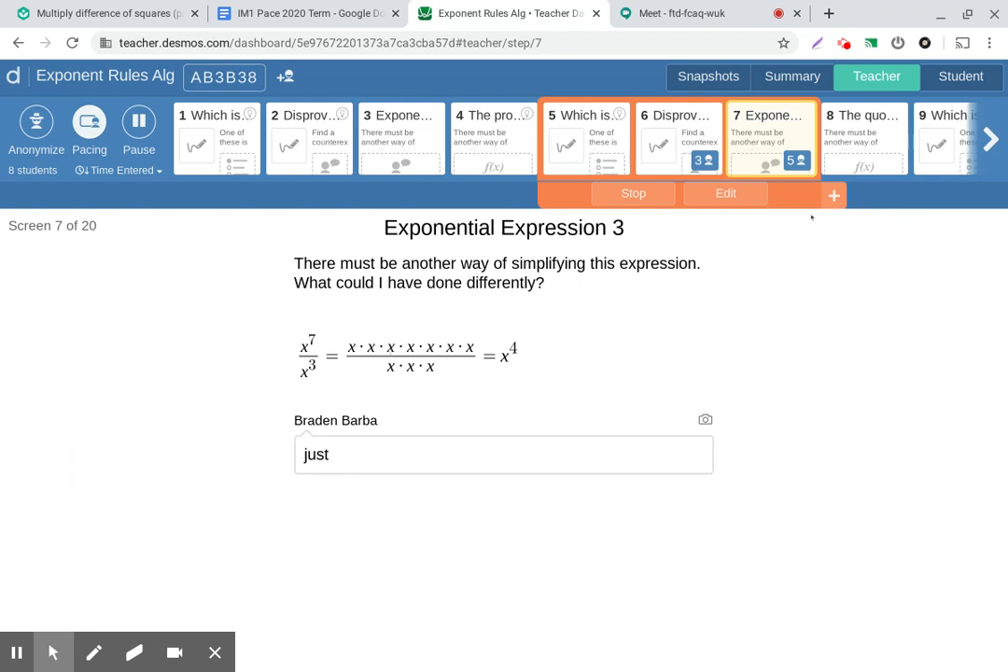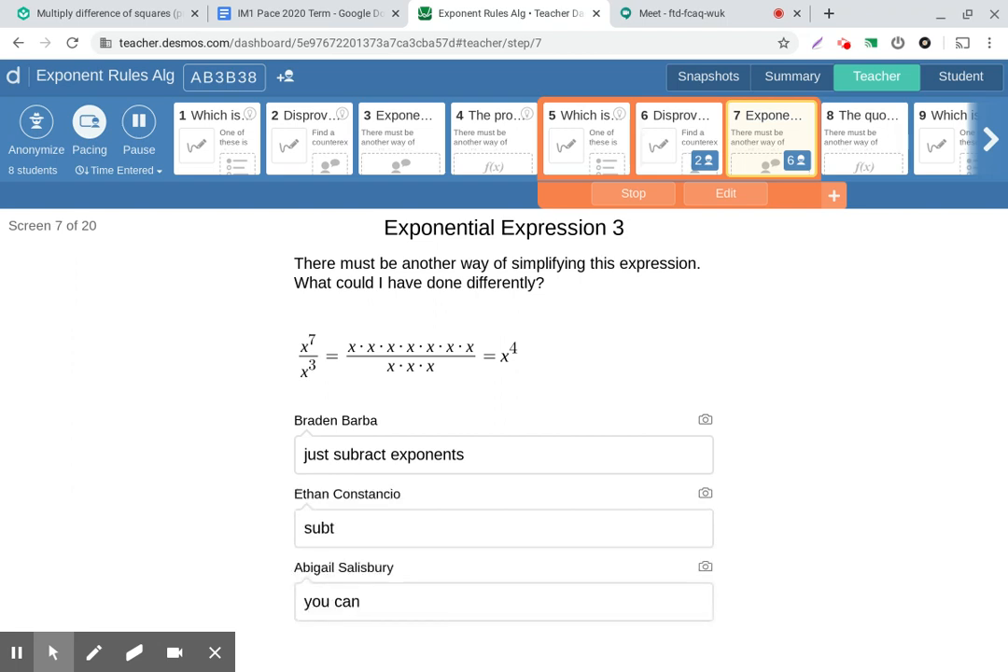So what are we doing here? There must be another way of simplifying. What can you do differently? Well, you could subtract exponents. By the way, Braden, you want to subtract top minus bottom. It's not bottom minus top. It's the upstairs minus the downstairs. If there was 7 in the bottom and 3 at the top, your answer would be -4, which is perfect because that means there's more people in the bottom. Does that make sense?